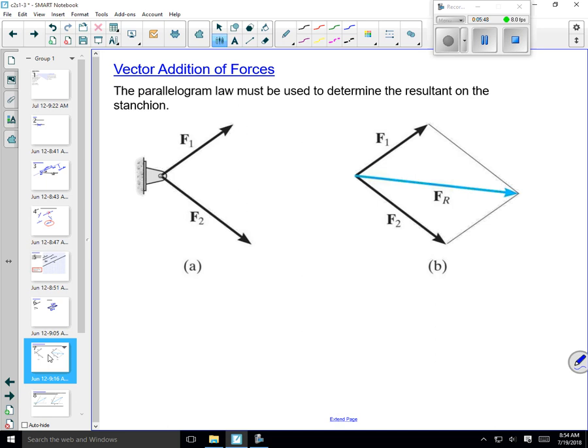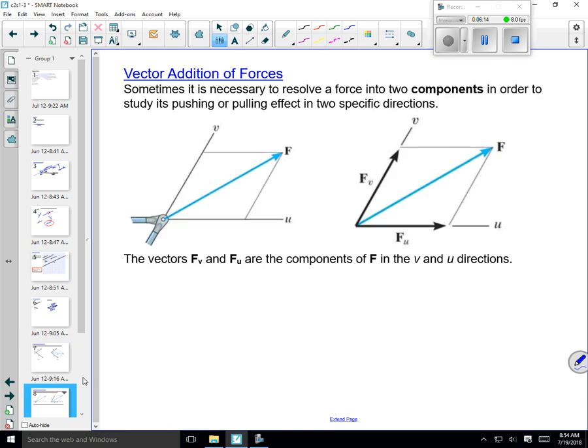So let's talk about the vector addition of forces. Let's say I've got these two forces, F1 and F2, acting on this stanchion. Well, the combination of the two produces some resultant force on that stanchion, and I can find that resultant force as it shows in the picture on the right. Nothing too astounding there. But what's also interesting is, let's say I've got some force acting on this. It's two struts that are joined together, and there's a force acting on this combination of the two struts. And so I want to know what is the force on each of those two struts.